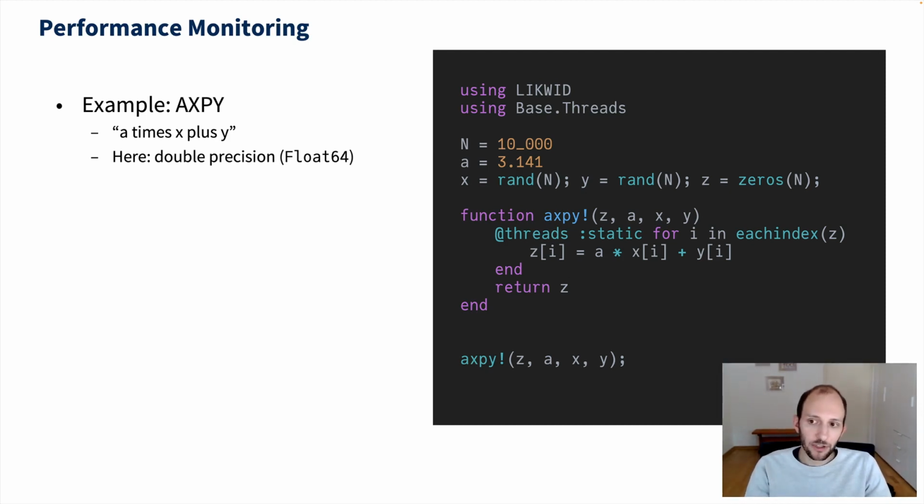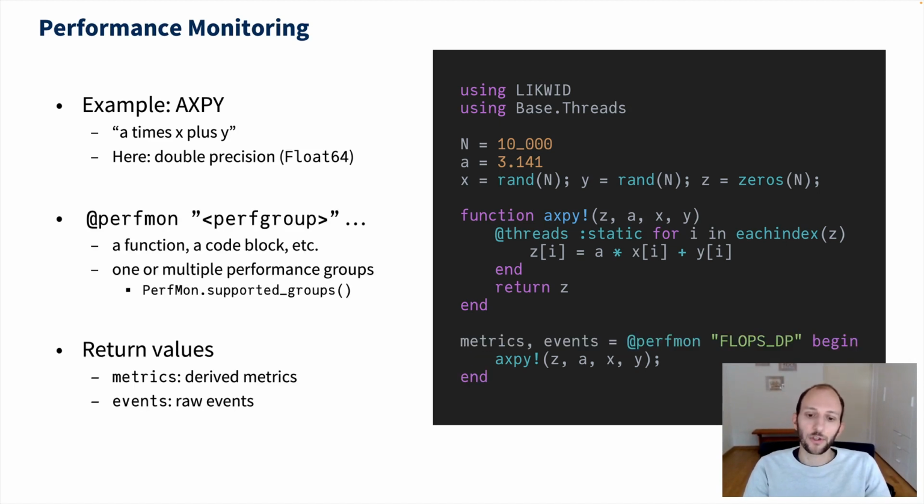And if you want to measure now on a hardware level the performance of this axpy function, and let's say we care about the floating point performance, the only thing we have to do is wrap the function call axpy in this little macro @perfmon. We provide the performance group, which I mentioned earlier. By the way, you can get a list of all of those with PerfMon.supported_groups. And then it will run our code, monitor these counters within the CPU, and return metrics and events, variables that will store the derived metrics and the raw events returned by LIKWID.